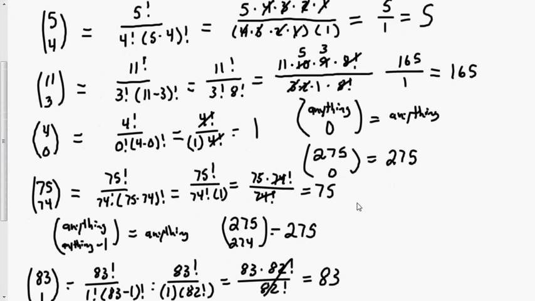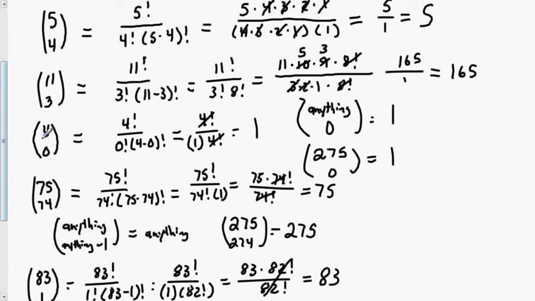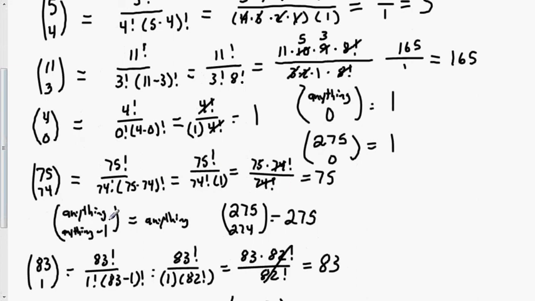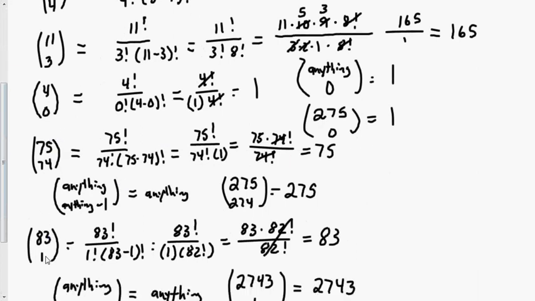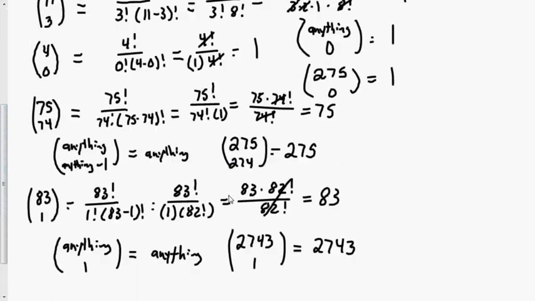Now, up here, I made a mistake, and I hope y'all caught it. 4 above 0 gave us 1. Anything above 0 gives us 1, right? Anytime it's above 0, it gives us 1. So that shouldn't be 275. What should that be? That should be 1. Anything above 0 gives you 1. So 275 above 0 gives us 1. Only time you get the actual number on the top is if it's one less or if it's just one. All right. So that's how you do the binomial coefficient.